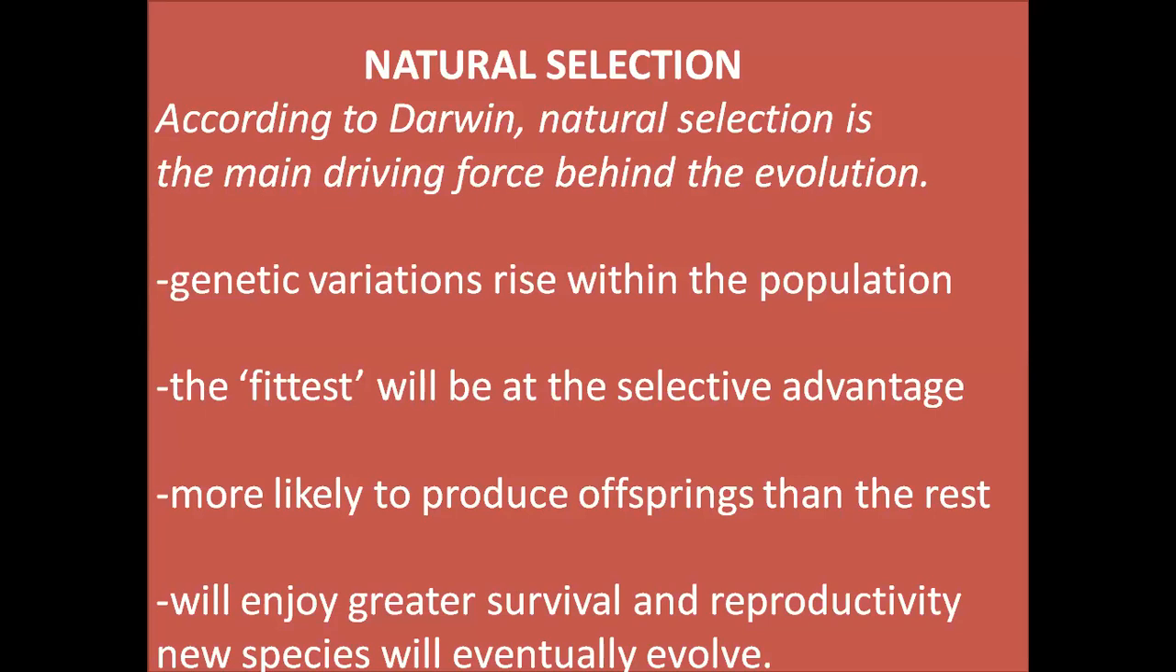Natural selection. According to Darwin, natural selection is the main driving force behind evolution. Genetic variation drives within the population. The fittest will be at a selective advantage, more likely to produce offspring, and the rest will enjoy greater survival and reproductivity.